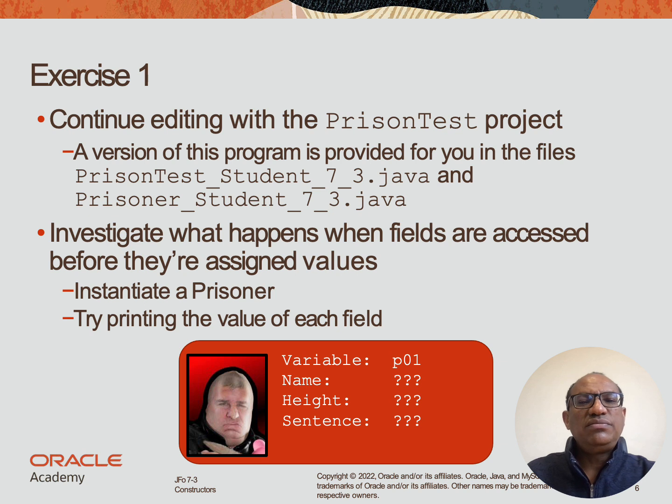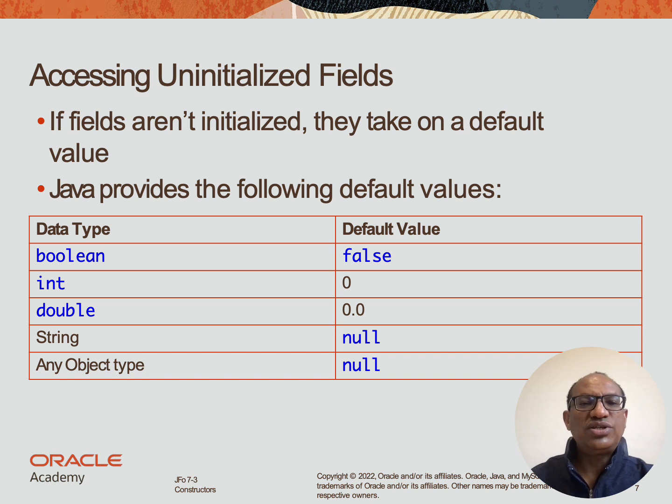In exercise 1, test this one. Open your present test project and instantiate a new prisoner. Then print the values of each field before assigning anything. What do you see? You'll notice some surprises. Int fields show up as 0, double as 0.0, and string fields, they are null. That's because Java gives default values when you don't explicitly initialize something.